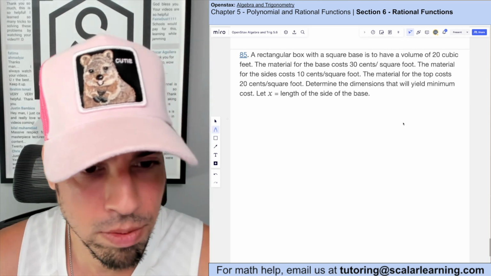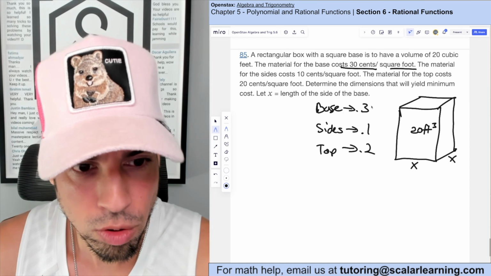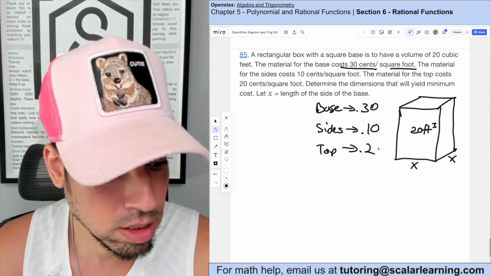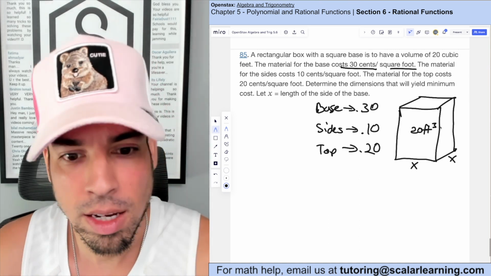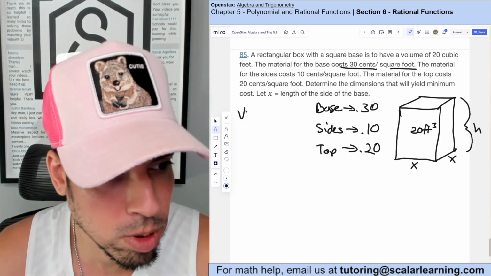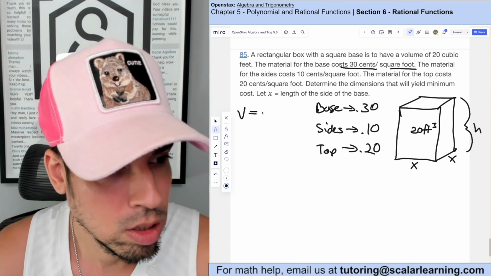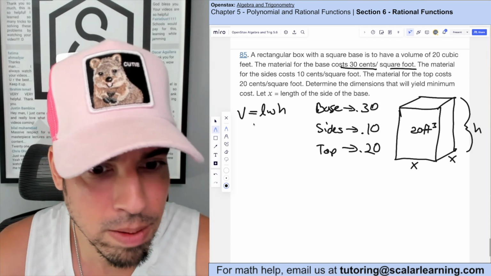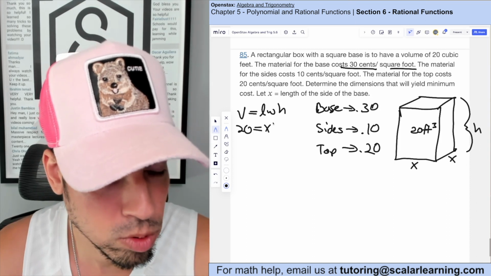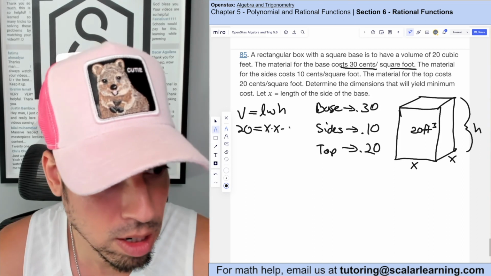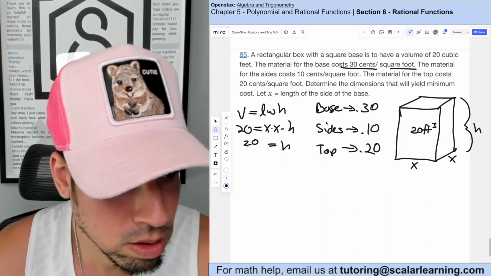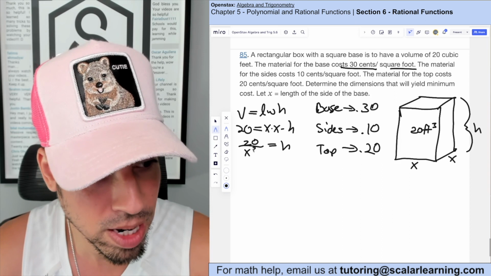So for this one, we have a rectangular box with a square base that is to have a volume of 20 cubic feet. So now we got the base costs 30 cents, the sides, which are all these four sides, are 10 cents, and the top is 20 cents. And now what about this height, right? How do we represent this height? Well, using the formula for volume, which equals length times width times height, we can say the volume of 20 equals length times width, which is also x, times height. We can get an expression for height, which is 20 divided by x times x, or 20 divided by x squared.